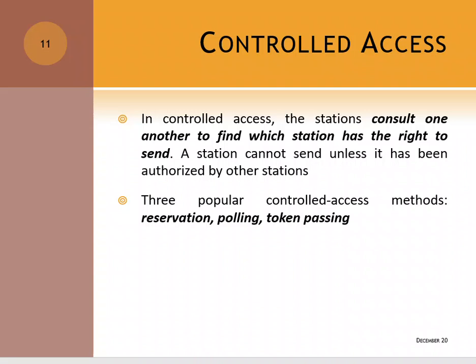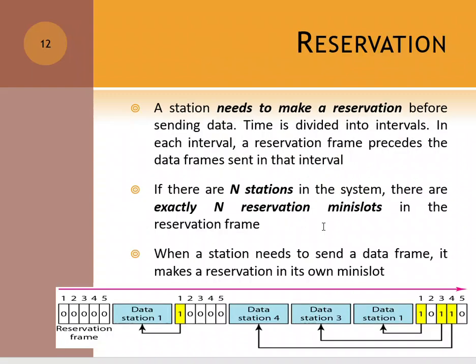Three popular control access methods that we're going to cover: reservation, polling, and token passing. So we're going to look at the first one. Okay, reservation. In reservation, a station needs to make a reservation before sending data. Time is divided into intervals. In each interval, a reservation frame precedes the data frame sent in that interval. So if there are n stations in the system, there are exactly n reservation mini slots in the reservation frame. When a station needs to send a data frame, it makes a reservation in its own mini slot.